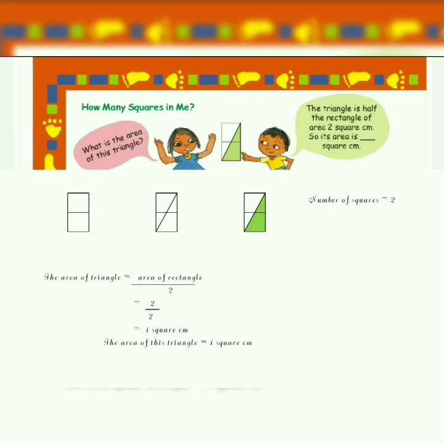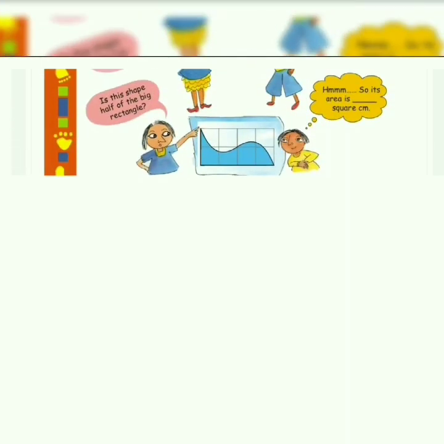Okay. Same as here, another diagram is given. We will understand it. Pay attention here. This one. First of all, we will observe this diagram. We will read what we have to find out. Is the shape half of the big rectangle? Which is the big rectangle, students? This one, means this type of. Clear? Okay. Next, so its area is dash square centimeter.